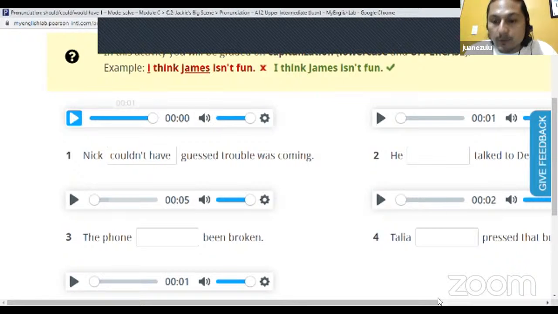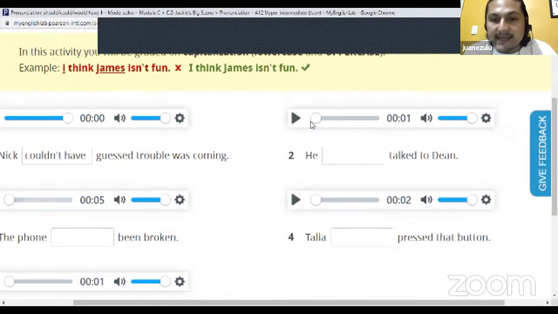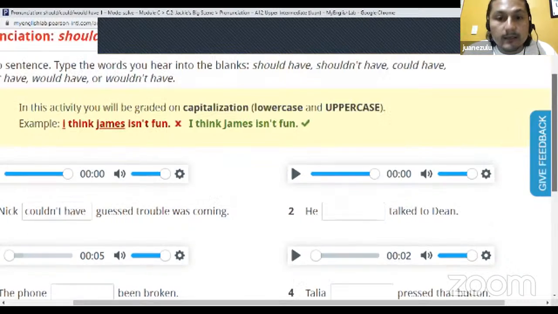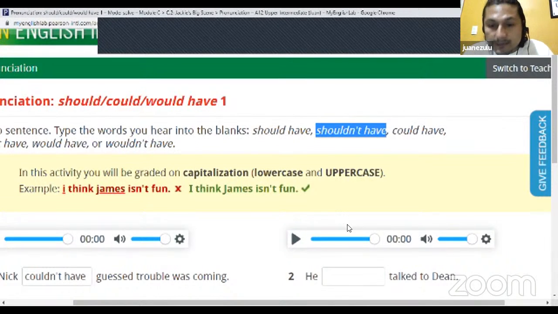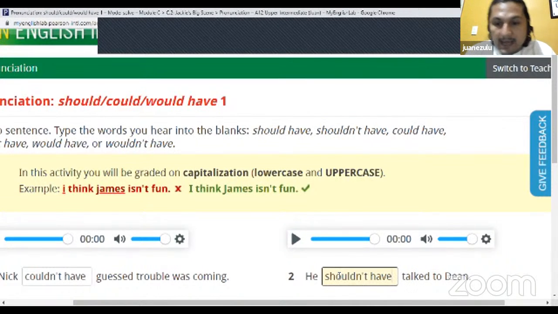Okay, so number 2, it's basically the same. He shouldn't have talked to Dean. I heard a negative, I heard a should, so this is the correct answer. So I copy and paste if you do not have the apostrophe activation.